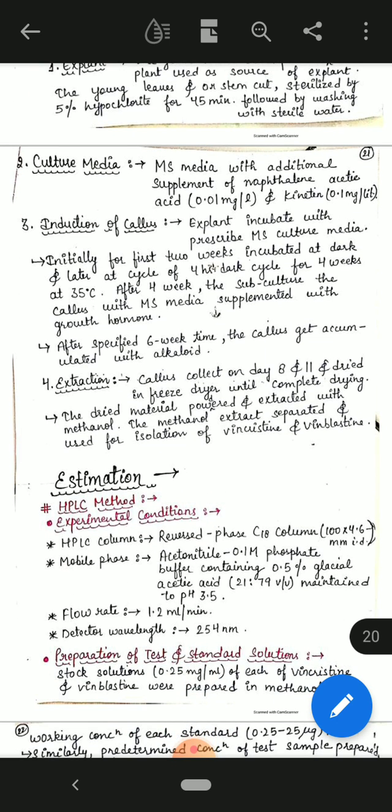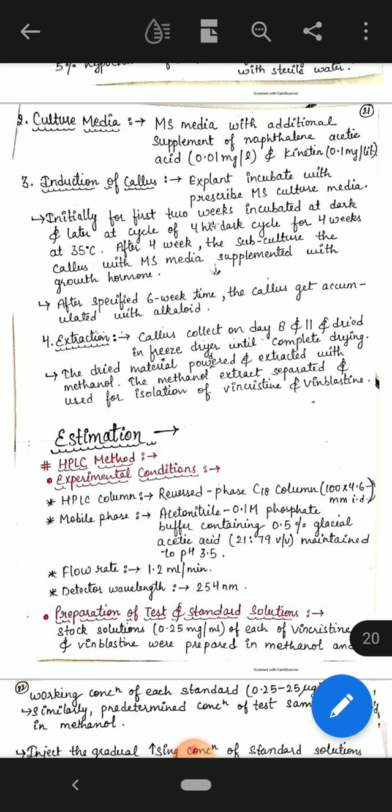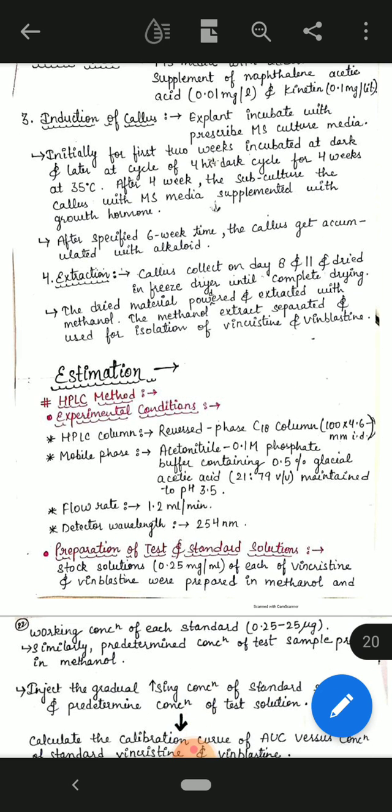Next step is the induction of the callus. So the explants are incubated with the prescribed MS culture media, initially for the first 2 weeks in the dark, and later at the cycle of 4-hour dark cycle for 4 weeks at 35 degrees centigrade. After 4 weeks, the callus is subcultured with MS media supplemented with growth hormone. After a specified 6-week time, the callus gets accumulated with alkaloid.